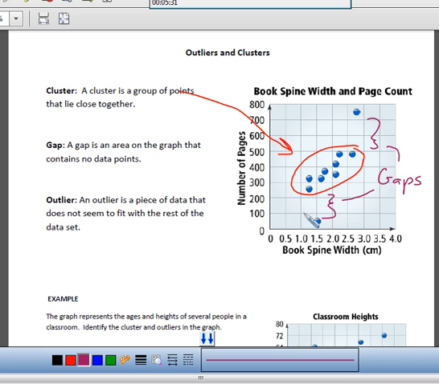And then the last one, outlier, and this is a big word here. An outlier is a piece of data that does not seem to fit with the rest of the data. So an outlier is way below or way above the rest of the data. So there's our outliers. Okay, let's take a look at the next example.